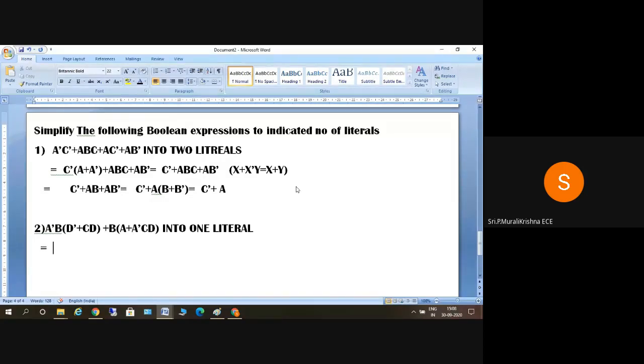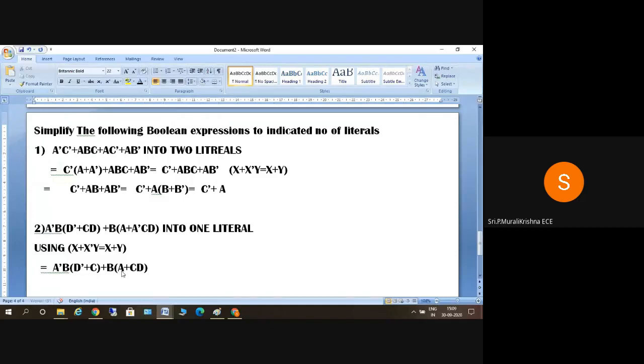You can check both expressions here. D bar plus CD can be written using X plus X bar Y equals X plus Y. This is X, this is X bar, and this is Y, so I can write it as X plus Y, where X is D bar and Y is C. Then B into this is also written in the same way: this is X, this is X bar, and CD is Y. Hence it is A plus CD. Using this expression.